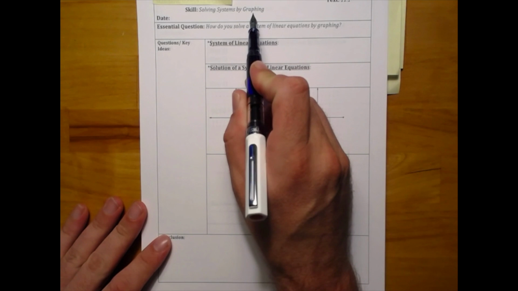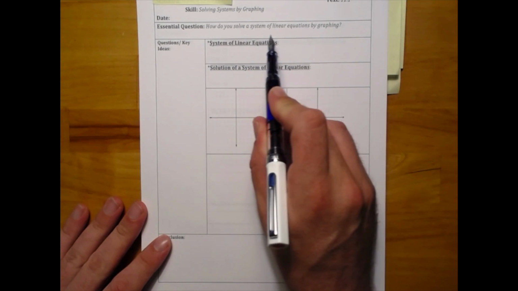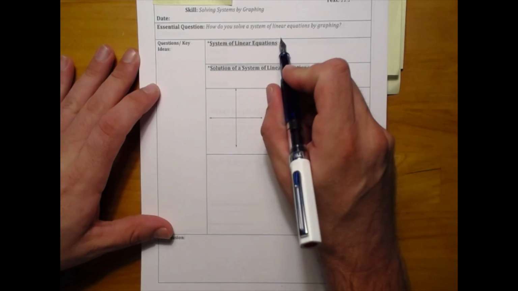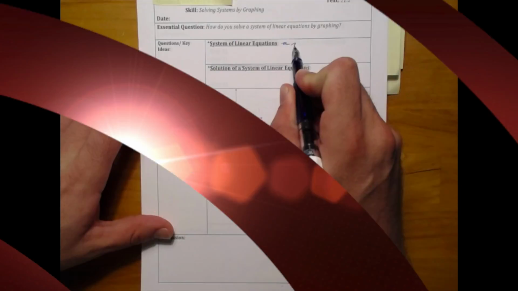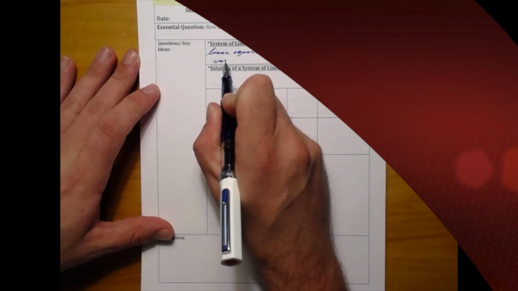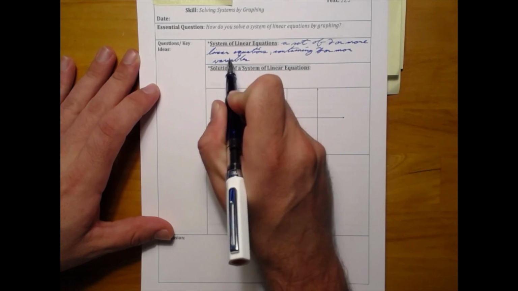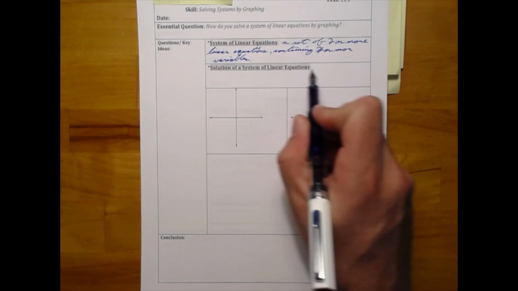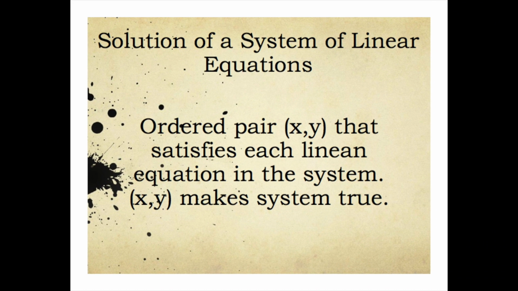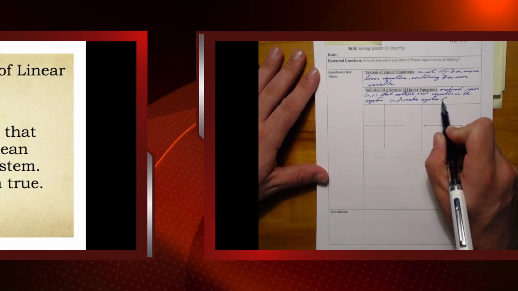In this video, we're going to be solving systems by graphing and answering the question, how do you solve a system of linear equations by graphing? First, we need to know what a system of linear equations is. And that's a set of two or more linear equations containing two or more variables. The solution to the system of linear equations is an ordered pair (x, y) that satisfies each equation in the system, or simply (x, y) that makes that system true.